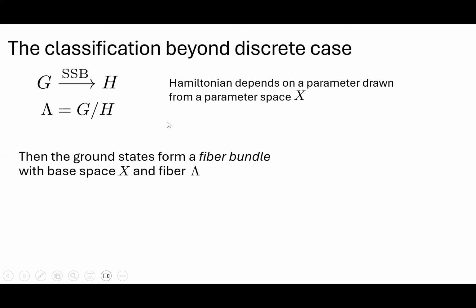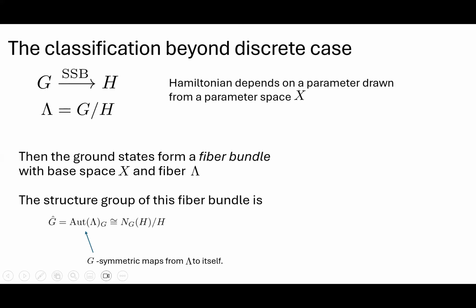So the idea is that the space of ground states forms a fiber bundle. The base space of that fiber bundle is a parameter space, and the fiber is lambda. For a given value of the parameters, you have a space of ground states that's labeled by lambda, so that's the fiber. But there's not necessarily a canonical way to identify the space of ground states for two different parameter values. That's the nature of what a fiber bundle is. You have to specify the transition functions.